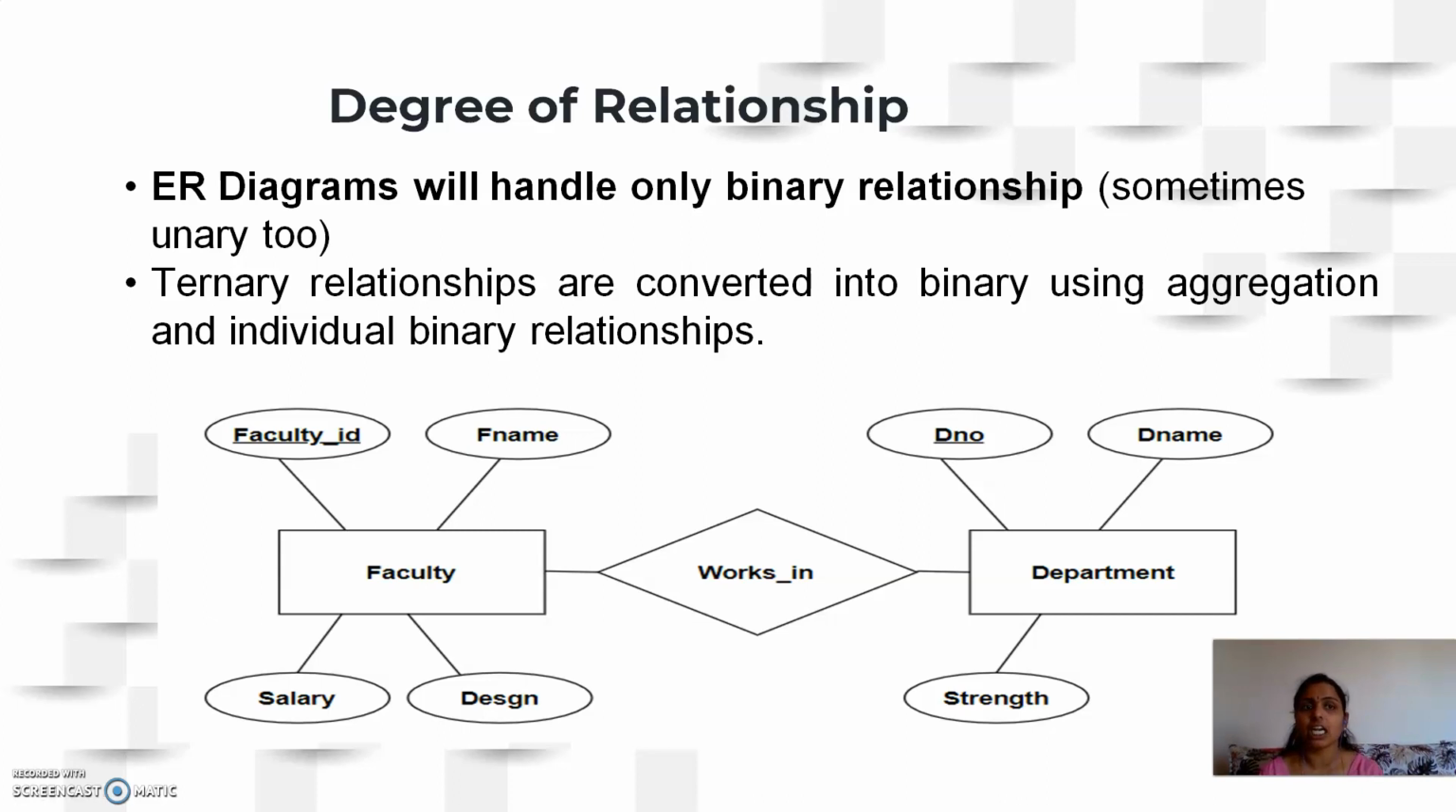So in case there are any ternary relationships, how to handle them? The ternary relationships are converted into either individual binary relationships or into aggregations. So here we are taking an example for the binary relationship. Faculty works in the department. So this is the binary relationship. So our question is, why do ER diagrams only handle binary relationships? Because when these diagrams are translated into tables, a table can be connected to another table using the common columns. And at a time, you can have only the referential integrity constraint specified between two tables only. So because of this reason, we have only binary relationships supported by ER diagrams.